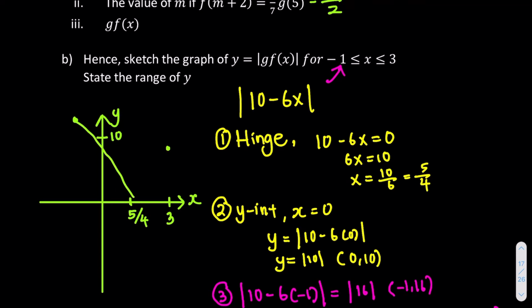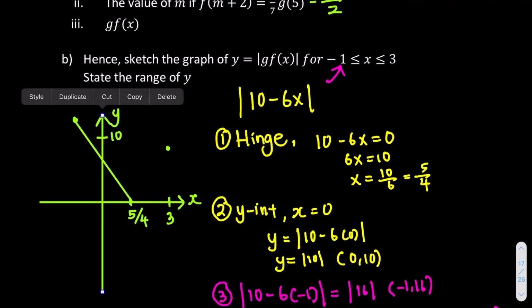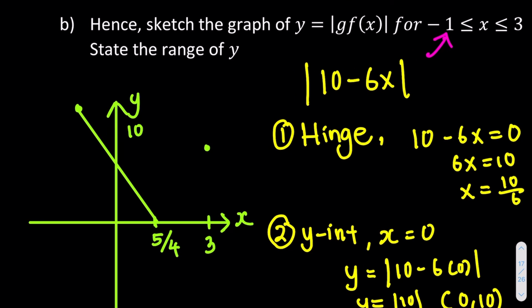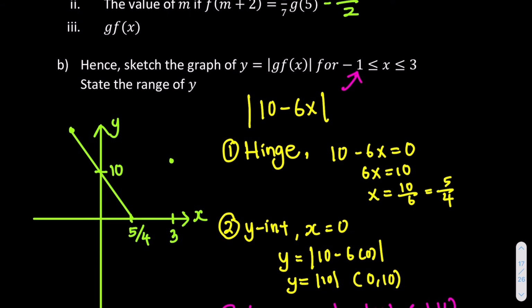So we have the graph like this. Let's say the 10 is eventually not that high. The 10 is eventually just here. Then the 8 is not that high as well. The 8 maybe is just here. So now this is the graph.